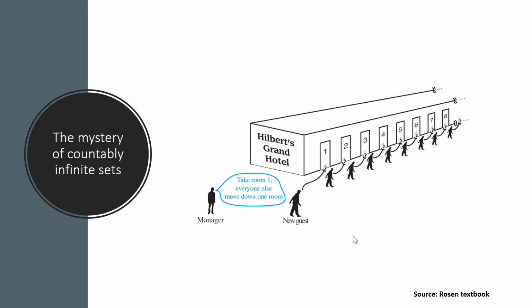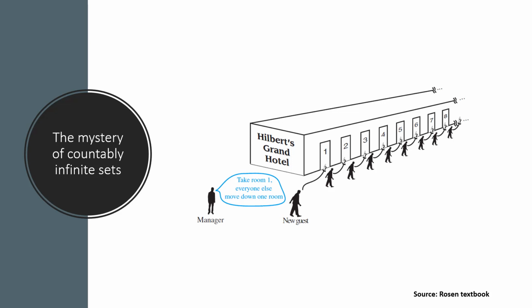The famous mathematician David Hilbert invented the notion of the Grand Hotel, which has a countably infinite number of rooms, each occupied by a guest. When a new guest arrives at a hotel with a finite number of rooms, and all rooms are occupied, this guest cannot be accommodated without evicting a current guest.